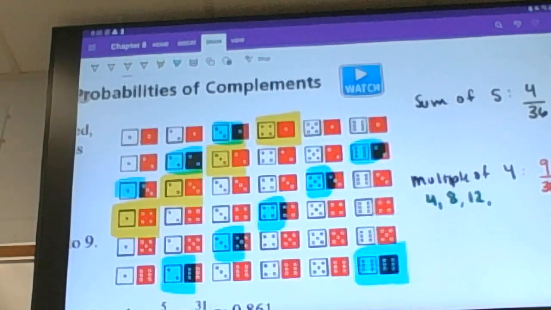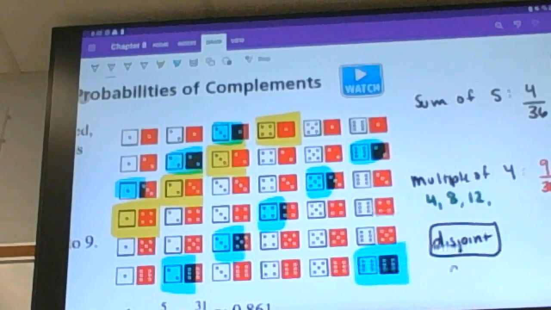Now when I look, none of them are double highlighted. That means there's no overlapping. This is disjoint. The number of outcomes will just be 9 out of 36 added to 4 out of 36, which is 13 out of 36. Yeah, 36%.